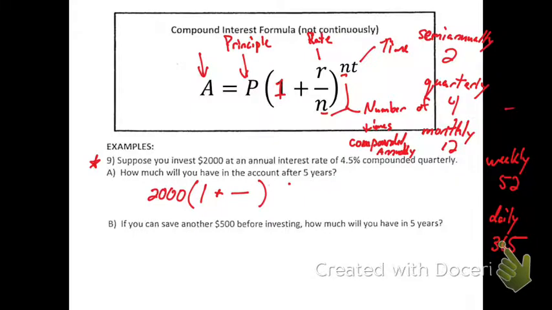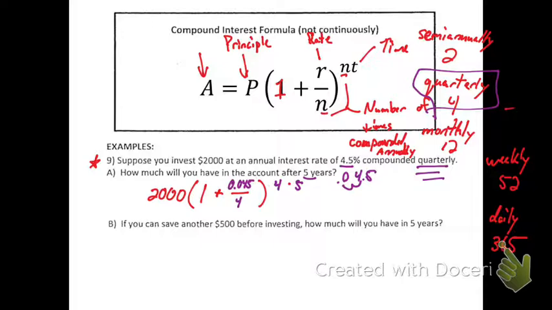All right, so let's fill this in. Now, it says at a rate of 4.5%. So 0.045 goes there. That's the rate. T, it says 5 years, so that's going to be right there. And then it says compounded quarterly. Quarterly is 4 times a year, every quarter being compounded. So 4 goes here, and 4 goes there. And that's how you plug it in.